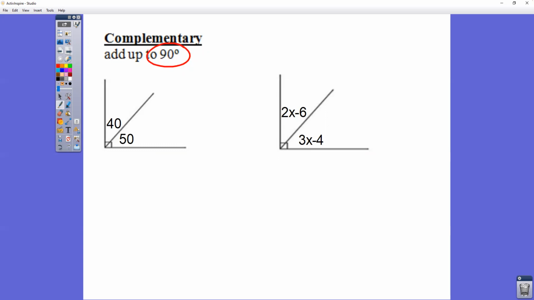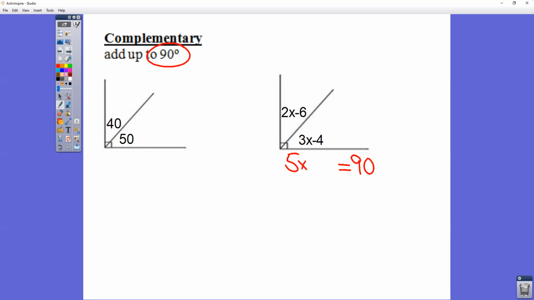So when we go to set up our equation, we know that these are complementary angles. So they add up to 90 degrees. So when you go to set up your equation, you're going to set it equal to 90. Add together your x's and your x's. So 2x plus 3x gives you 5x.